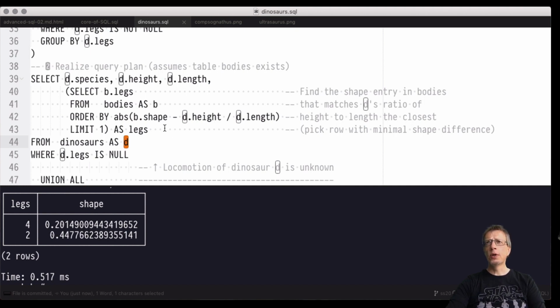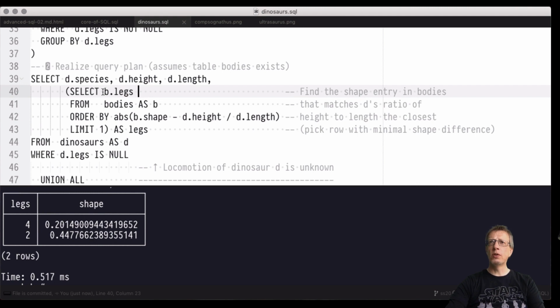All right, so we are computing this shape difference, and the order by will order the rows of the bodies table in increasing shape difference. So the bodies entry with the least shape difference, the least difference to the shape of our dinosaur D, will come first in that order. And exactly this row we will pick. Everything else is going to be ignored. We will pick the row with a minimal shape difference. This is what we pick, and its legs entry is our hypothesis for the locomotion of the dinosaur D.